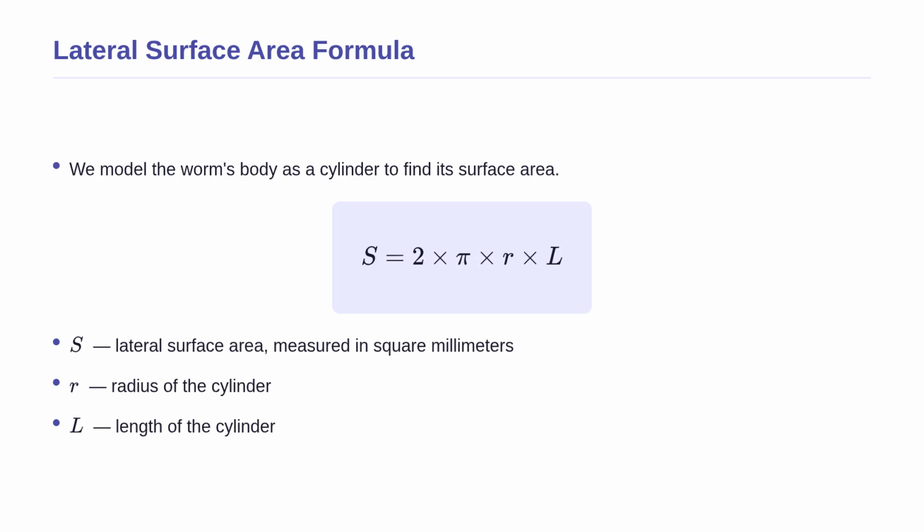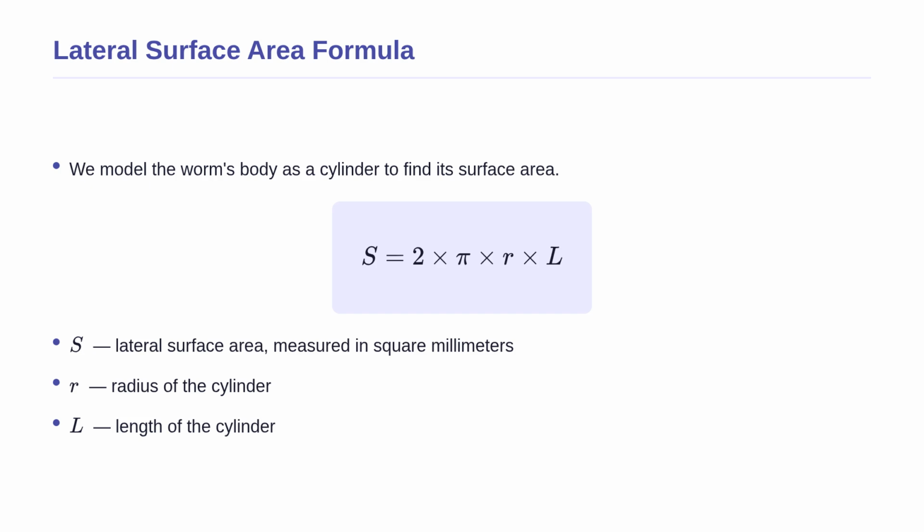To understand exactly why the tapeworm's shape is an advantage, we need to look at the geometry. We can model a worm's body as a simple cylinder. This first formula calculates the lateral surface area, represented by S. This is the area of the skin exposed to the environment, which is crucial for absorbing nutrients. In this equation, R is the radius of the worm, and L is its length.